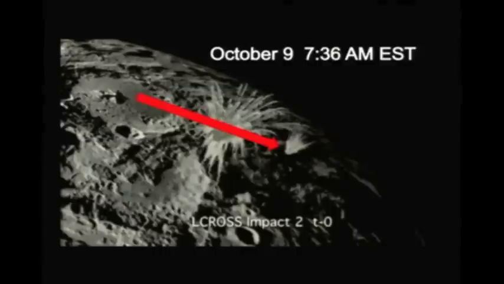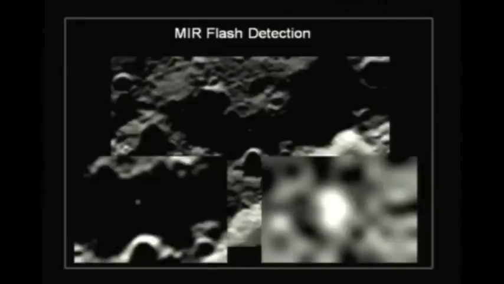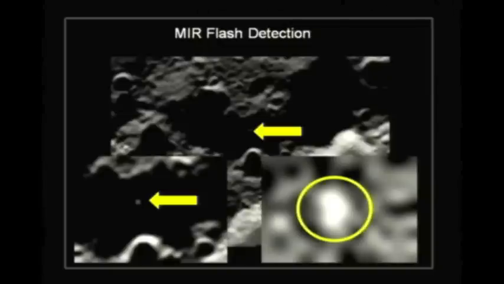In addition to flying through the debris that was blasted out of the crater, we were able to see what that impact looked like. If you look closely, there's a very faint dot here. I'll zoom in a little bit down in the lower left corner, and zoomed in even more in the lower right, circled in yellow, is the flash from that impact. Now, it left quite a big crater. This is the crater left by the impact, and it is approximately 75 meters or 246 feet in diameter.